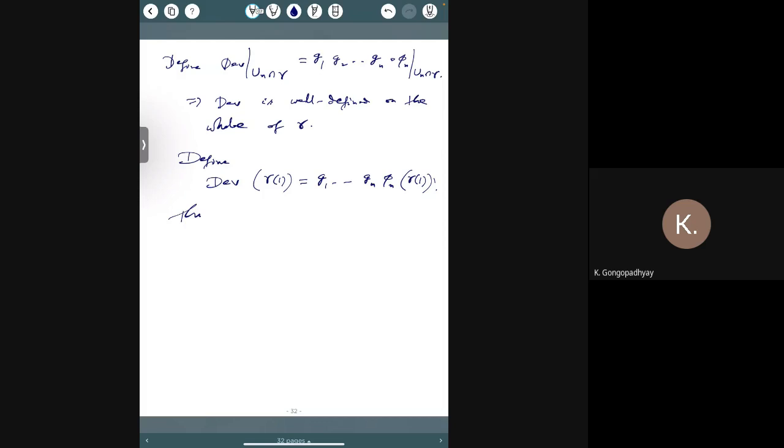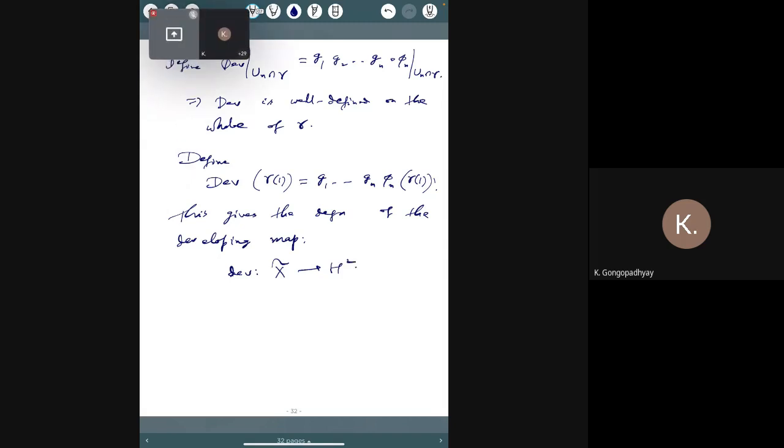So this gives the, not concept, this gives the definition of the developing map x tilde to H2. Okay, so this is the definition, and one can show that this is well defined, and this does not depend on the choices that we have chosen.